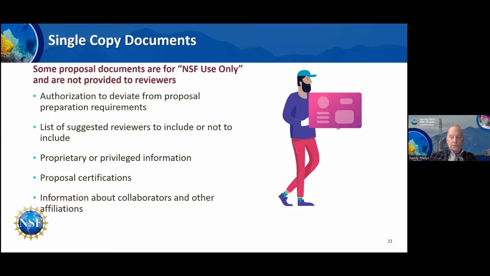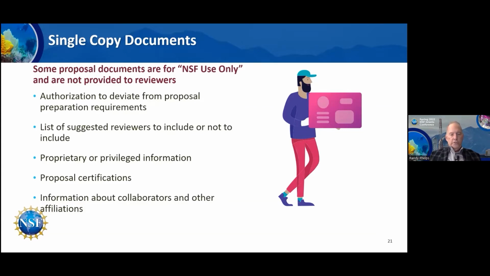Some of the important parts of a single copy document are the list of suggested reviewers to include or not to include. You can include those, and it's especially important for multidisciplinary, interdisciplinary proposals, where when a proposal is sent to a particular program, that program may not have a full understanding of all the scientific components of the proposal. And if you include a list of people that might be knowledgeable about the proposal who are not conflicted, by the way, it may be helpful for a more substantial review of the proposal.